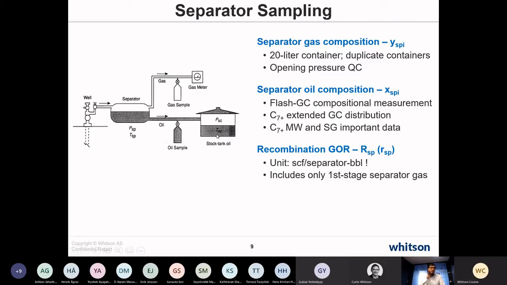That's something we also did as an exercise yesterday, when we were multiplying the separator oil GOR with the shrinkage factor that we got from the report to convert it to the stock tank condition to calculate the total GOR. So that's the same procedure. You need to know the shrinkage factor to correct the stock tank oil volume to the separator oil volume to get the right recombination GOR that should be used to create the wellstream composition.